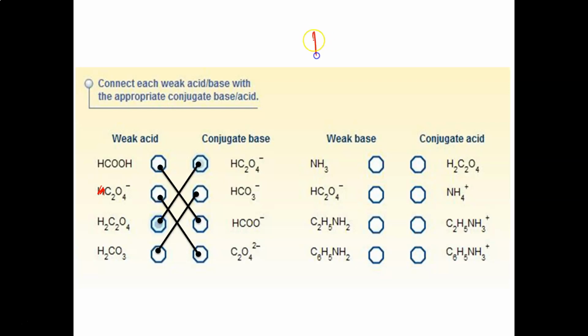And again, base is gain. So whoever gains an H should be its conjugate acid at that point. So NH3, if you give it an H, should look like this, NH4+. HC2O4, give it an H, and it'll look like that. C2H5NH2, gain an H, it'll look like this. And by default, you've got that one. So make sure you can recognize conjugate acid-base pairs because they are used to back each other up in buffer solutions.